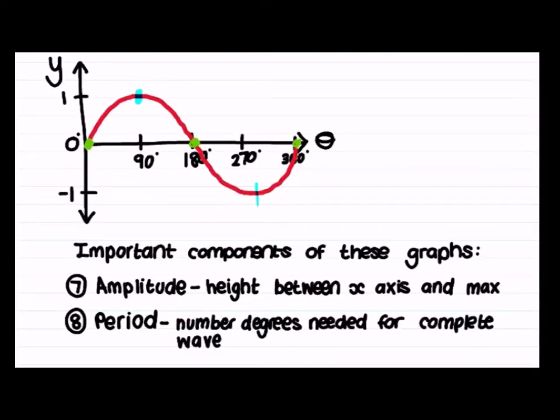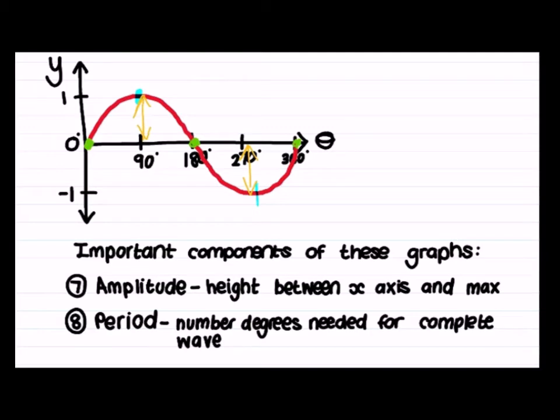The last two components we need for now are the amplitude and the period. So you may have come across these terms in science when you studied wave theory, for example. If you haven't, don't worry, we're going to go through them a lot now as well. So the amplitude is defined as the height between the x-axis and the maximum value. In other words, it's this here. So it stretches from the x-axis to the maximum value. It's the same as this one here, from the x-axis to the minimum value. It's that height. So in this case, it stretches from 0 to 1, or 0 to -1.